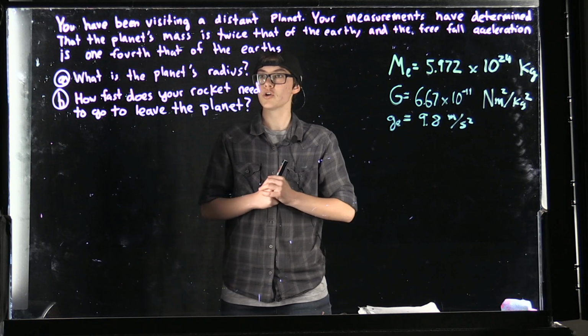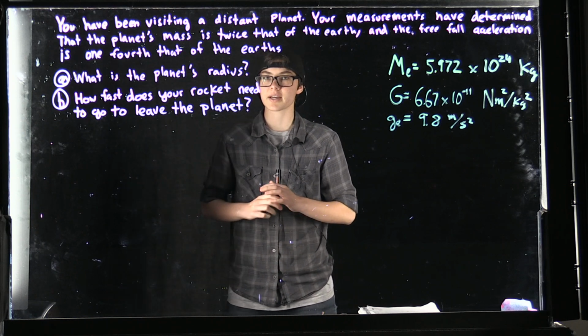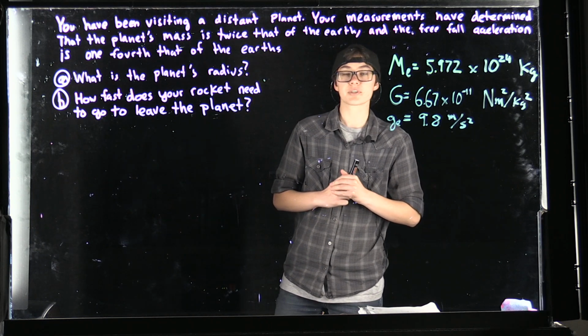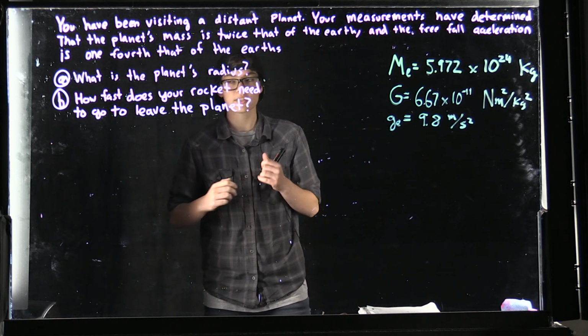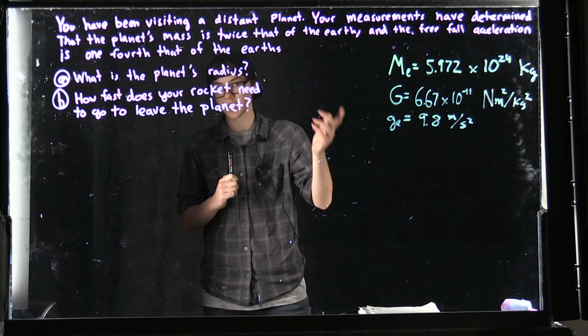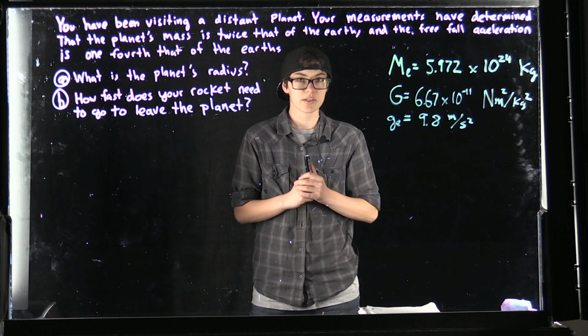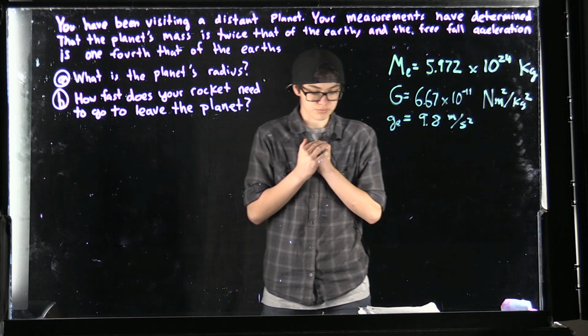So, you have been visiting a distant planet. Your measurements have determined that the planet's mass is twice that of the Earth, and the freefall acceleration is 1/4 that of the Earth's. So our question is, what is the planet's radius, and how fast does your rocket need to go to leave the planet?